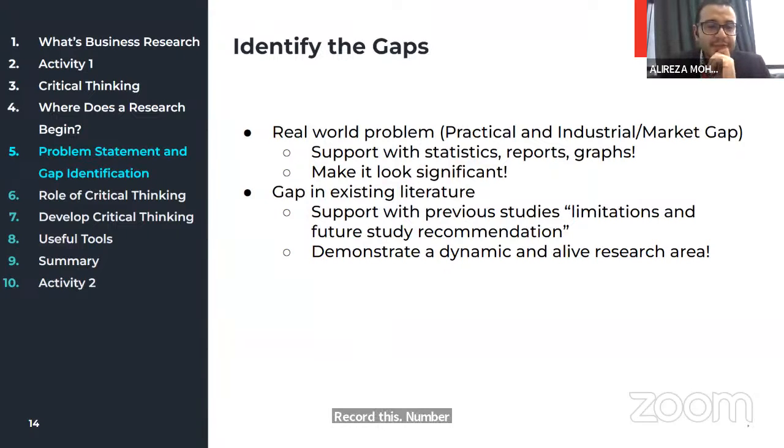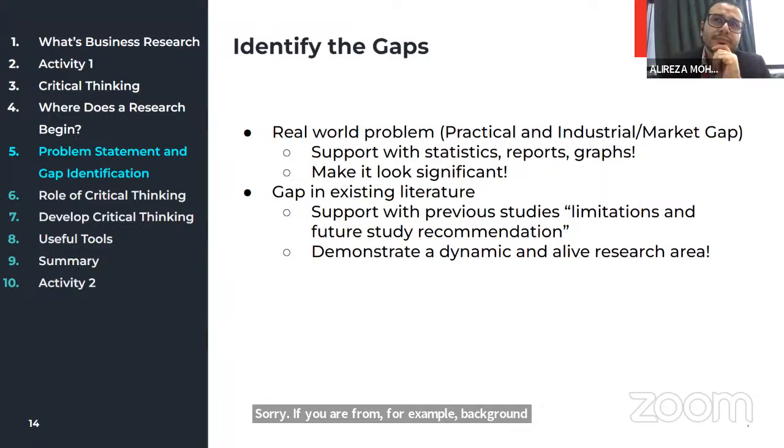Number three, the gap in existing literature. If you're from, for example, a background of, let's say, construction. If you have very in-depth skill and experience in the construction industry, is your skill enough and adequate to conduct research? It is not. Even if you are the best, if you're the number one, you still need to refer to the existing studies because you want to connect your skills with the existing research in that area, like conducted and published studies in that area. So where do you get the gap in the existing literature? You want to refer to the limitations of previous studies and demonstrate a dynamic and live research area.